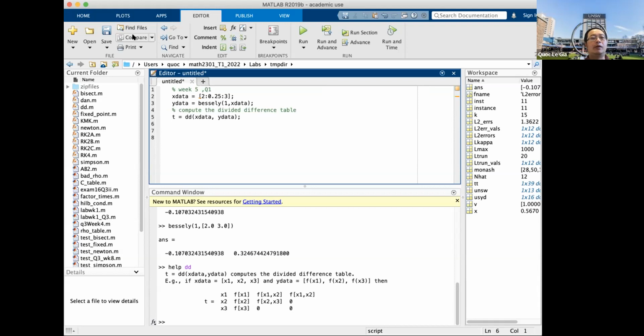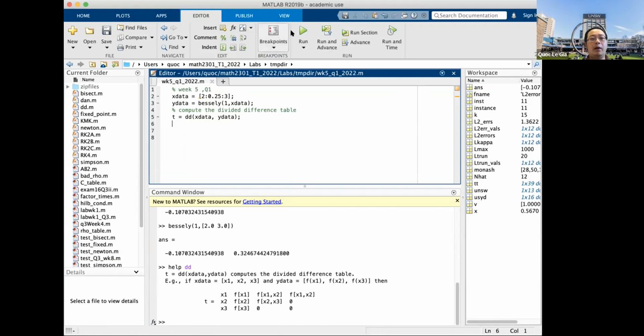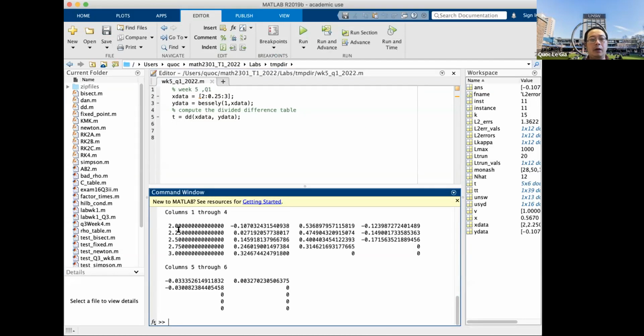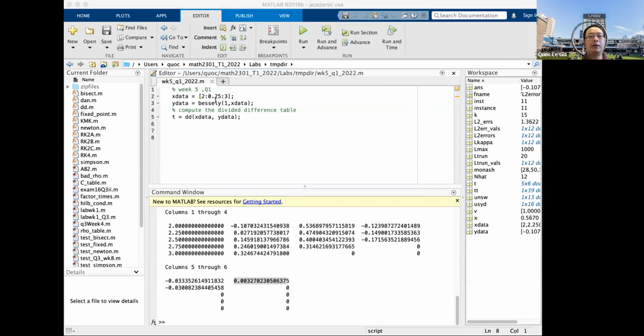Okay, so now maybe let me run it first. I suppose this one is week 5, option 1. So now suppose I run it. And you see that the table will look like this. So this is the table. And you see the very first row will give you the coefficients of the Newton form. Okay, so you don't have to do it by hand, you do it by dd.m, right?